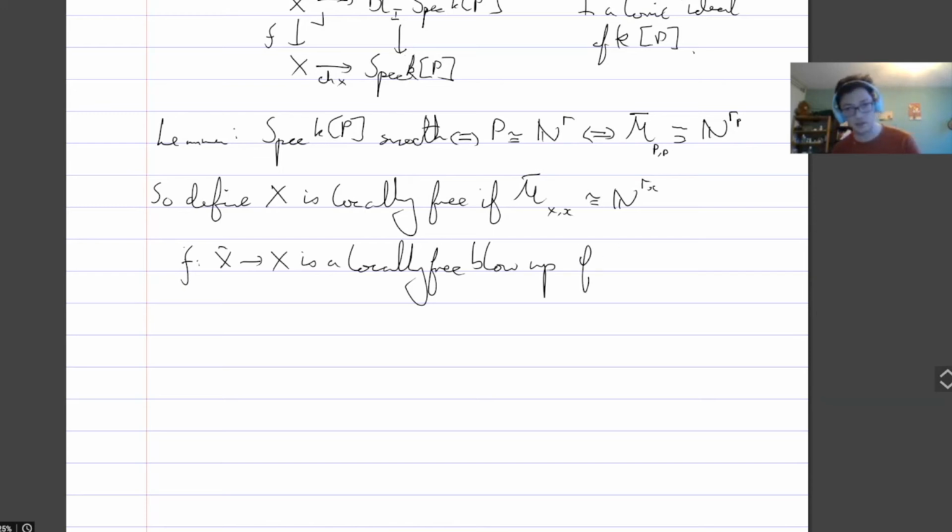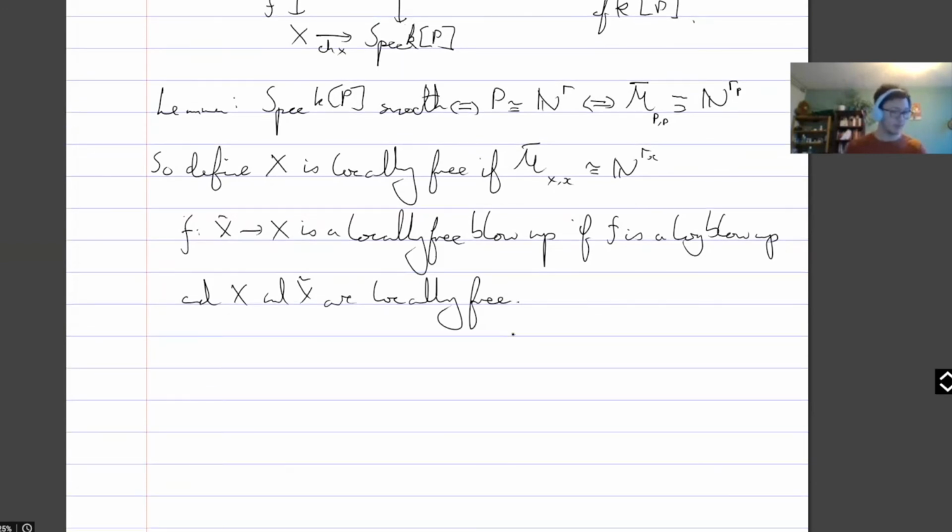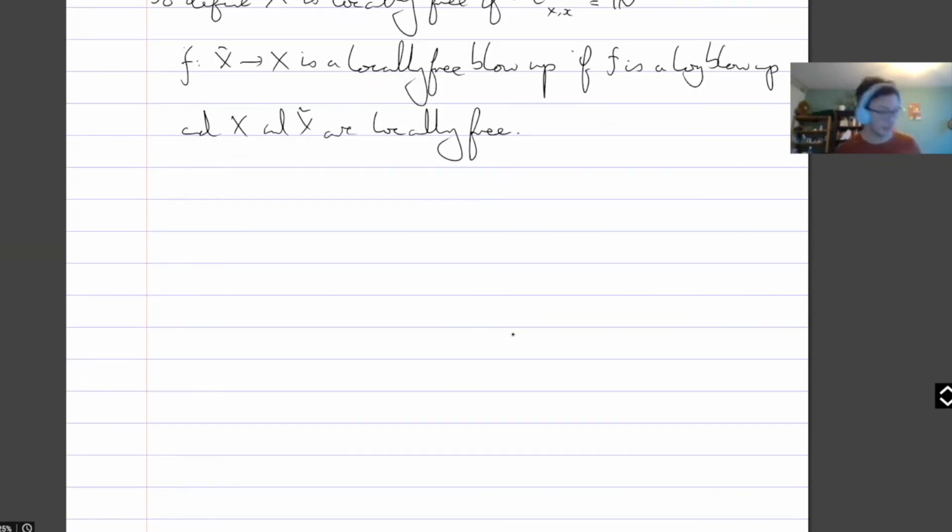if f is a log blow-up and X and X tilde are themselves locally free. Okay, so I can now introduce what the gadget is, but first I want to draw a diagram and give an example. So why is this a useful property to have?